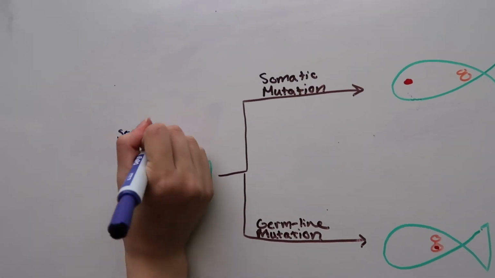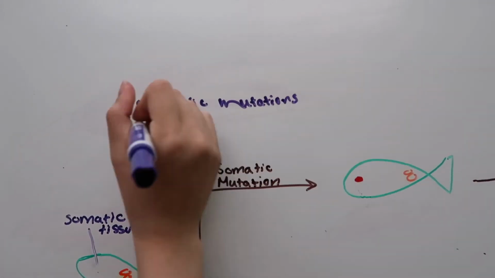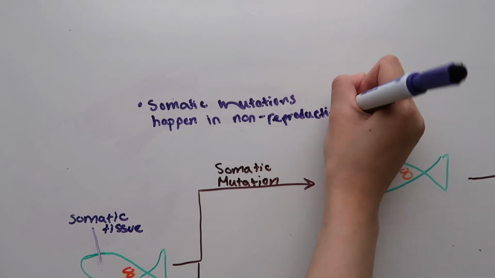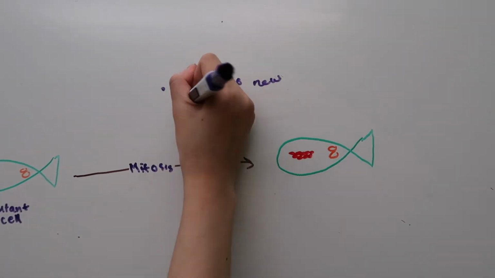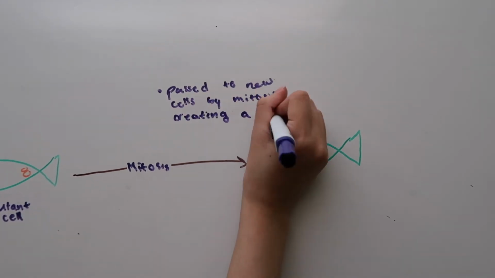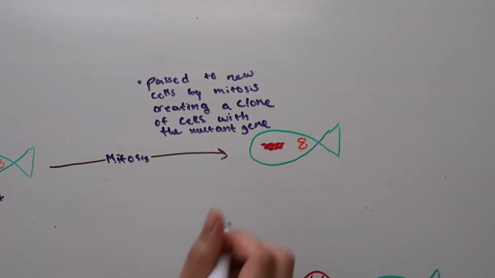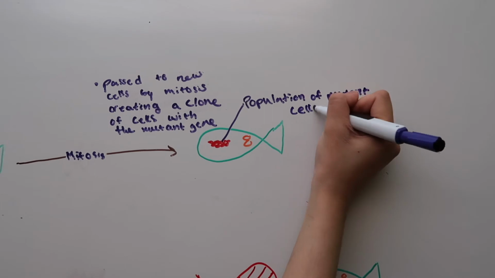There are two main categories of mutations, somatic and germline. Somatic mutations happen in non-reproductive cells. Here's an example of a mutant cell. This mutation can be passed to new cells by mitosis, creating a clone of cells with the mutant gene. Here's a population of mutant cells.